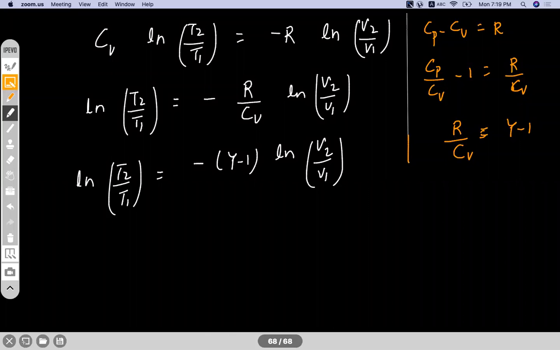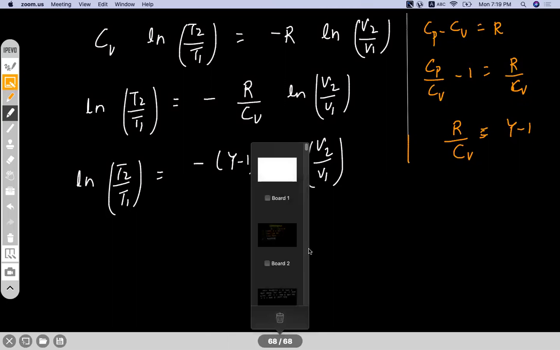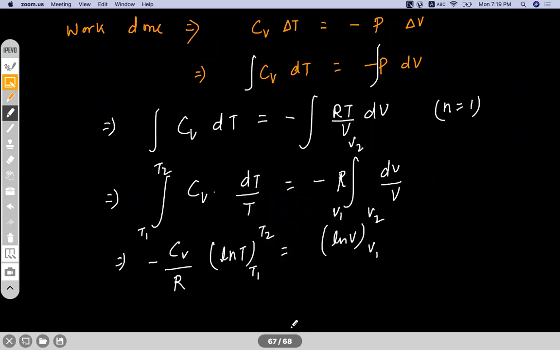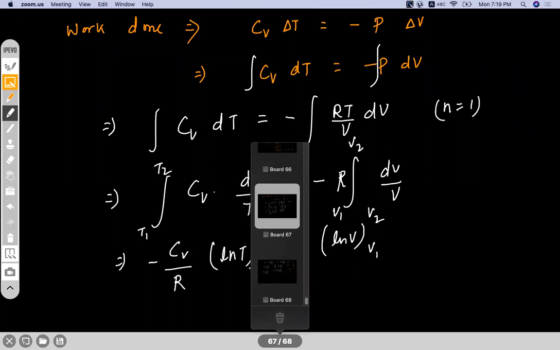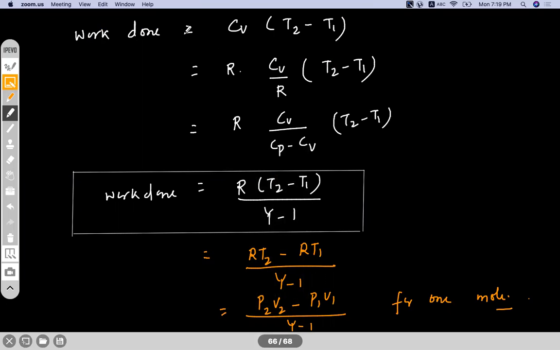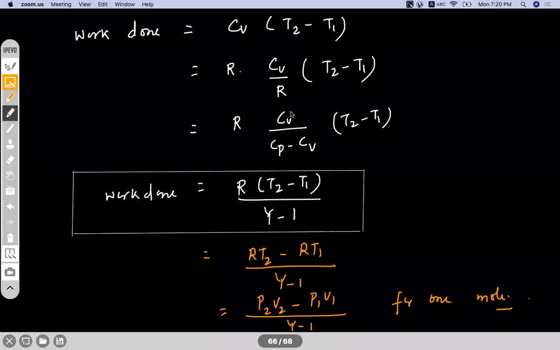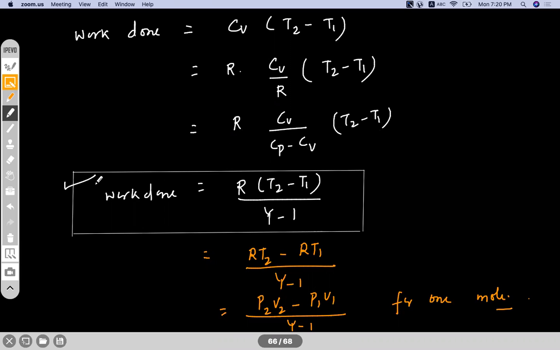One second, Anusha. We have done this derivation, you see. First of all, what we did, I'll go back. We did the work done expression: work done is Cv dT, and then we simplify it. We multiply and divide by R over here, so R into Cv by R. This R I have written as Cp minus Cv. Then if you divide by this Cv in the denominator, Cp by Cv is gamma, minus 1, and in the numerator we have R. So R into T2 minus T1 divided by gamma minus 1. This is the formula of work done we have.